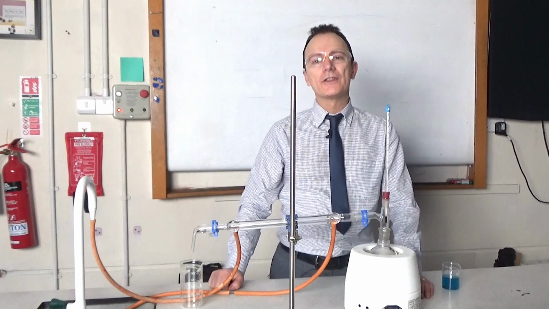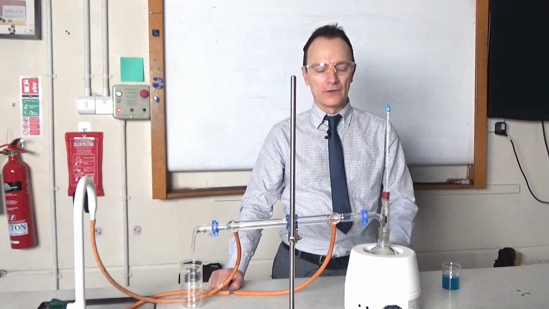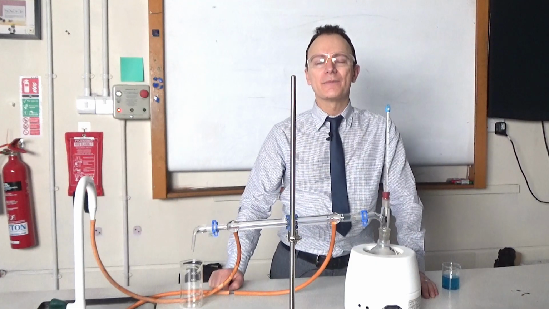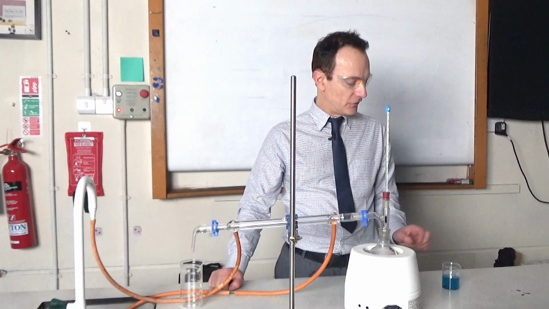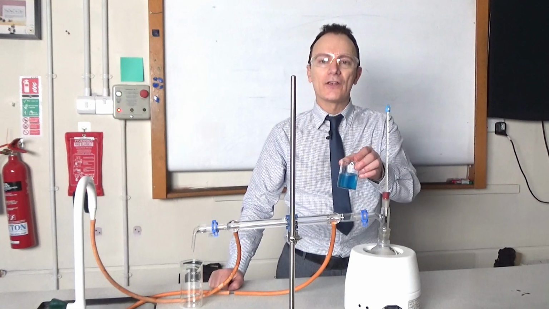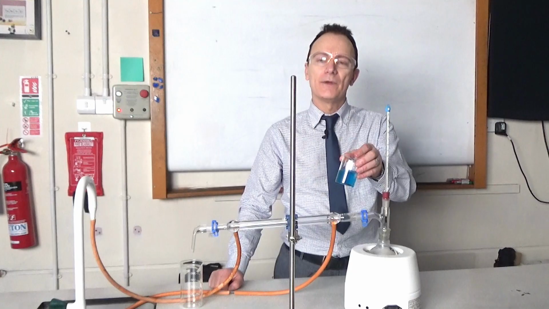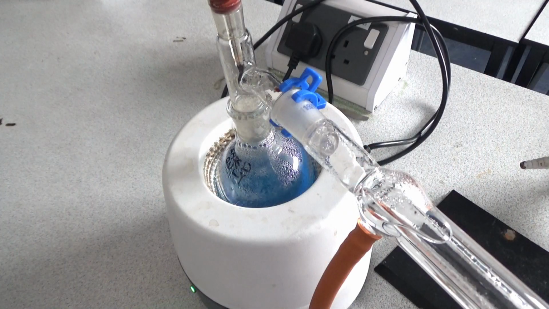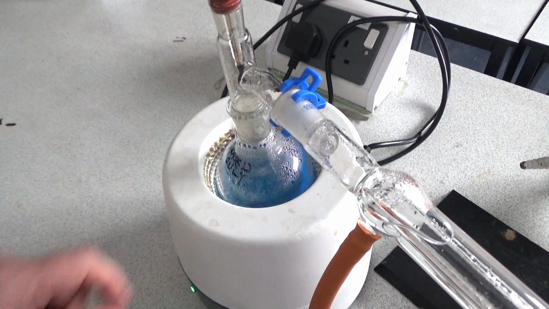In this video, I'm going to be explaining distillation, starting with simple distillation. Simple distillation can be used to obtain the solvent from a solution. So for example, if I start with copper sulfate solution, I should be able to obtain the solvent, which in this case is water.